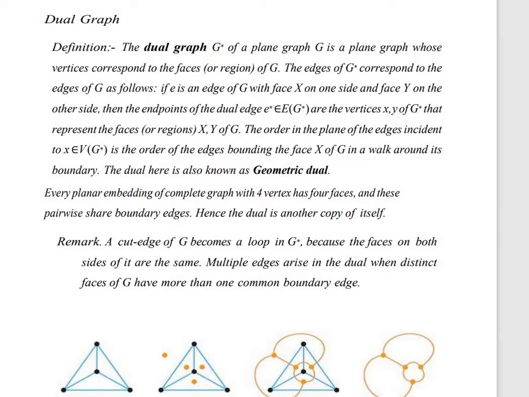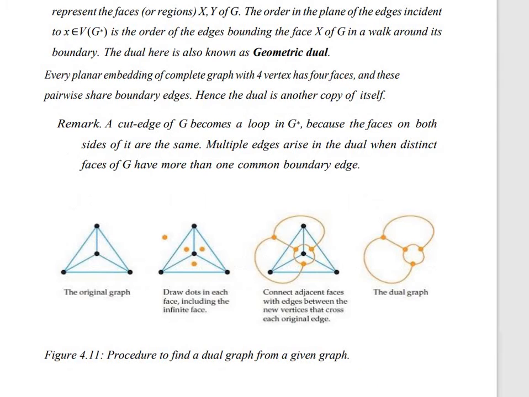A cut edge of the graph G becomes a loop in G star because the faces on both sides of it are the same. Multiple edges arise in the dual when distinct faces of G have more than one common boundary edge. So this is a pictorial representation of the procedure to find a dual graph from a given graph.